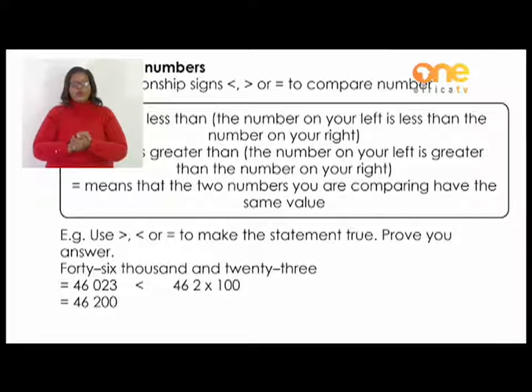Then there's an example below, where we need to use the signs to compare the statement. There is an example which is given there, which is 46,023 compared to 46,200. So the sign which is used there is smaller than. Moving to page 14.